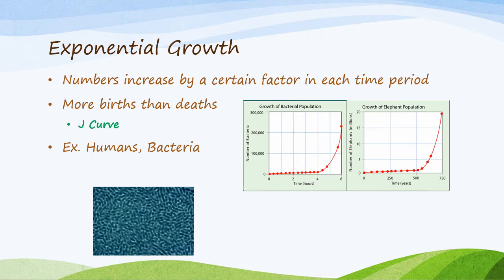Bacteria are very good at growing exponentially if they have plenty of resources. Here's an elephant population. Elephants are not actually that good at doing this, but there's a graph of elephant populations. And humans, that's how we have been growing. We are growing exponentially in that J-shaped curve.